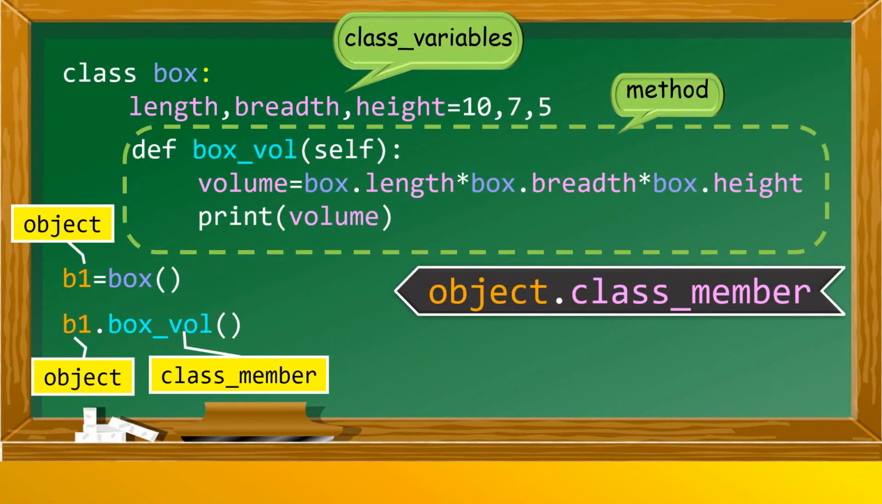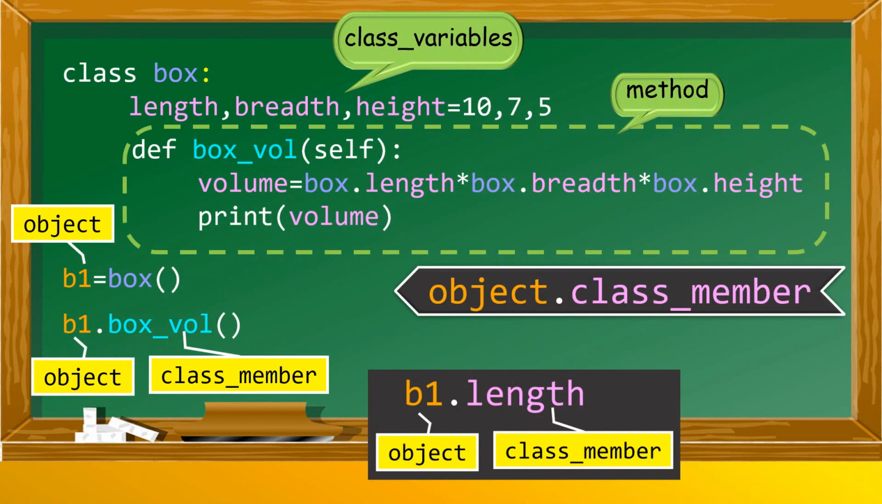So this function call b1.box_wall() will invoke the method within the class. This method calculates the volume and then prints the volume. Recall that I have used the same syntax when I accessed a class variable: object.classMember.